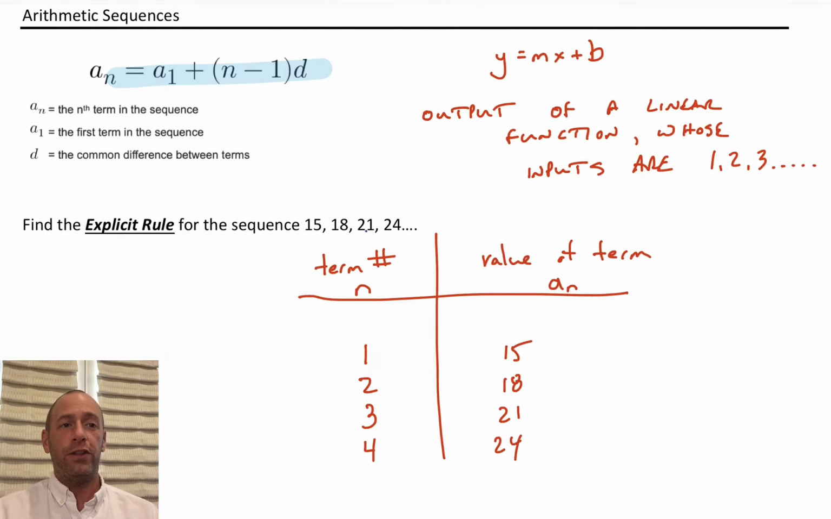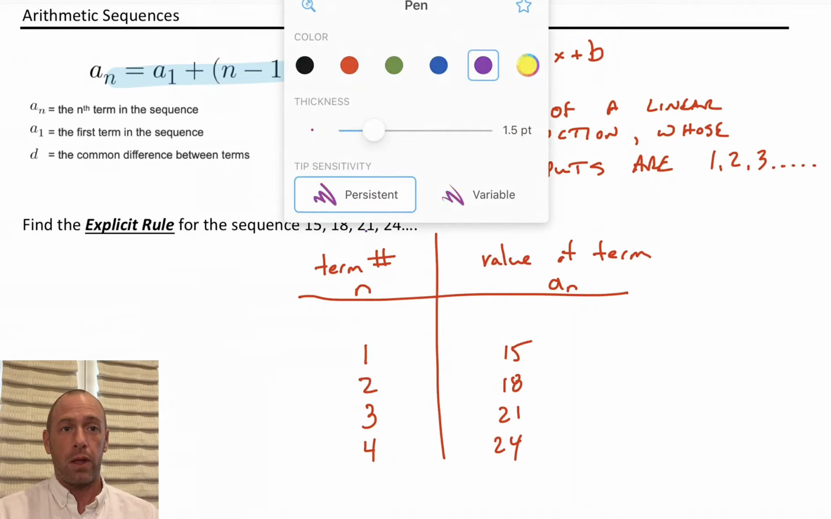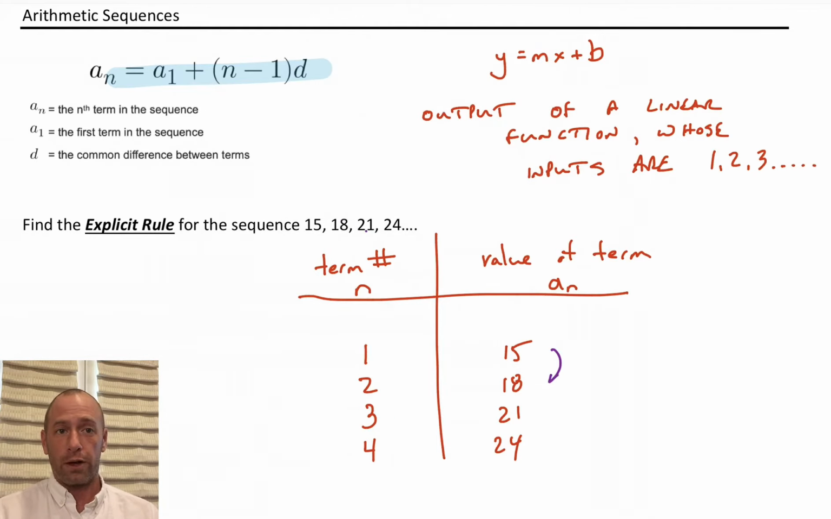Now as soon as you see this table, immediately you identify what the slope is. Every time the term number goes up by 1, the value of the term is going up by 3. So we're not going to use the word rate of change, we're not going to use slope. In this context, we call it a common difference, and we use the letter d. In this case, it's going to be 3. We can also calculate the y-intercept, the value when our input is 0. But we don't call it the y-intercept, we're going to call it the 0 term. In this case, 12.